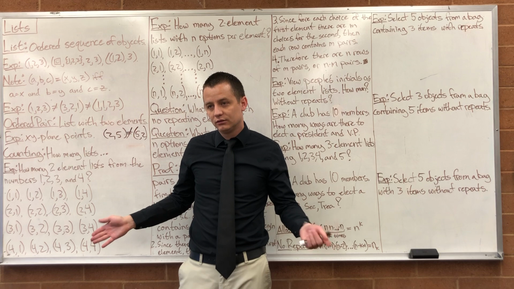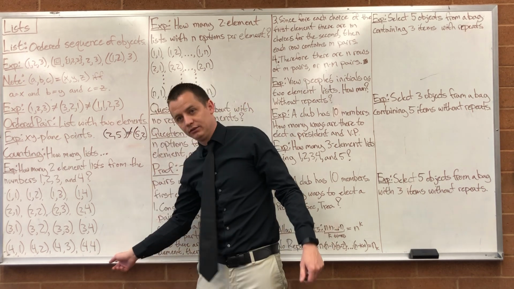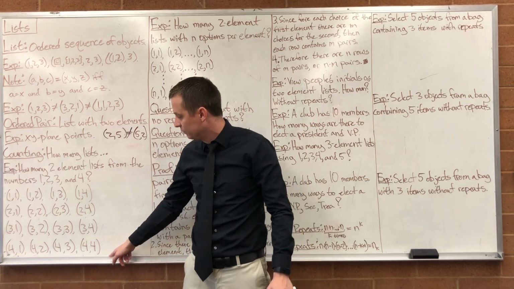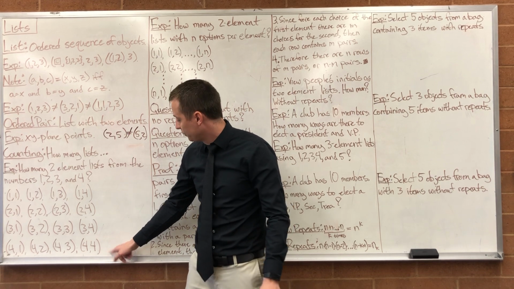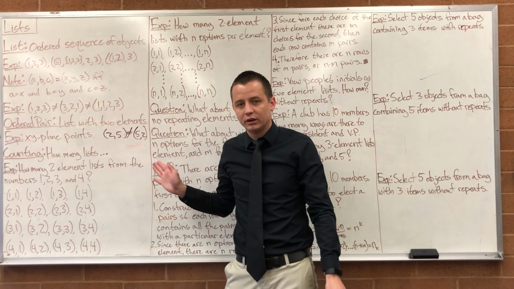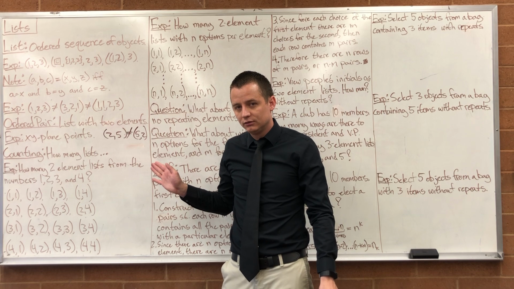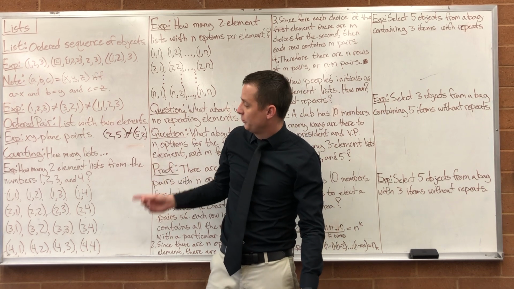16, right? Okay. And here they all are. There's all the possible 4-element lists I can make, or all the possible 2-element lists I can make with the numbers 1, 2, 3, and 4. Right? Okay. And you'll notice some nice patterns.